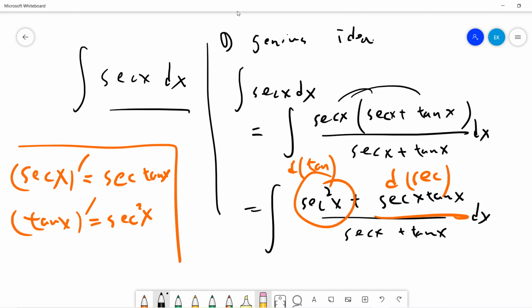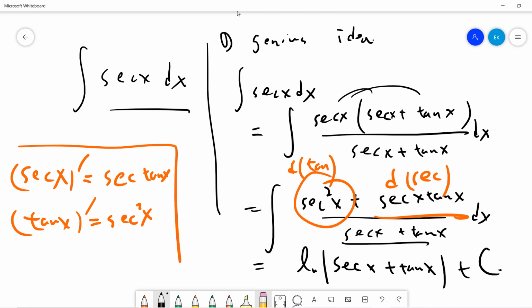So the genius idea will give you the answer, because you see this total sum is just the derivative of secant x plus tangent x. So the integral is the natural log of the absolute value of secant x plus tangent x, plus a constant. So this is the idea called a genius idea.